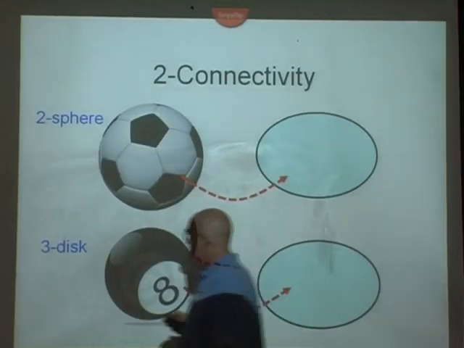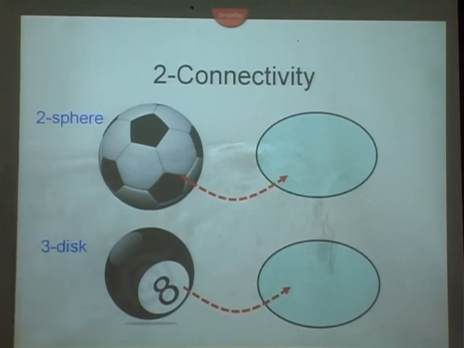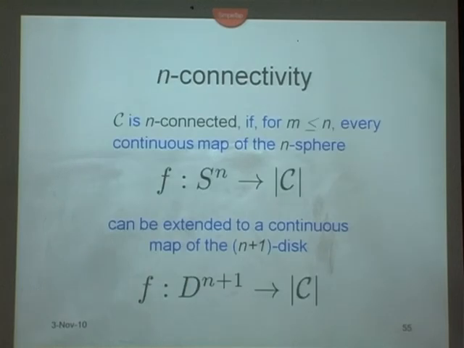We can take this higher, and here we have a two disk. It's filled with air, and we can map that into a complex, and we can fill that in to a solid disk and continue the maps, and then that's two-connected. And so we can go on up into any dimension that you like.